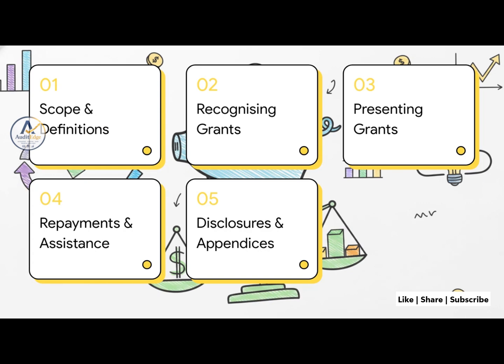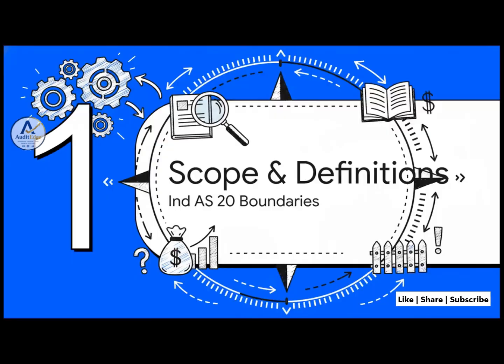Okay, let's dive right into our auditor's master checklist. Our agenda today covers 5 logical steps: scope and definitions, recognizing grants, presenting grants, repayments and assistance, and finally, disclosures and dependencies. Section 1, Scope and Definitions. Setting the boundaries of IND AS 20.